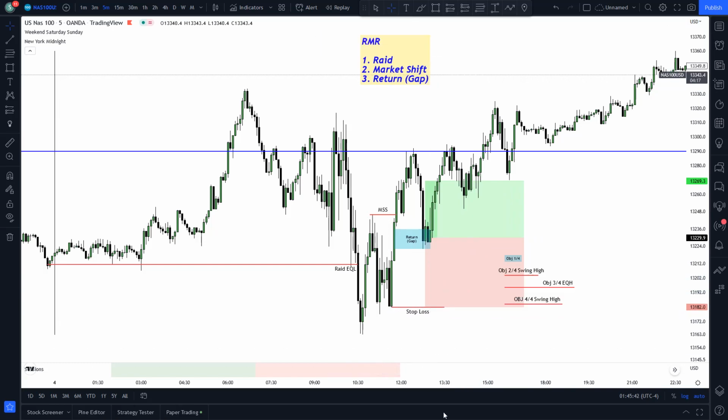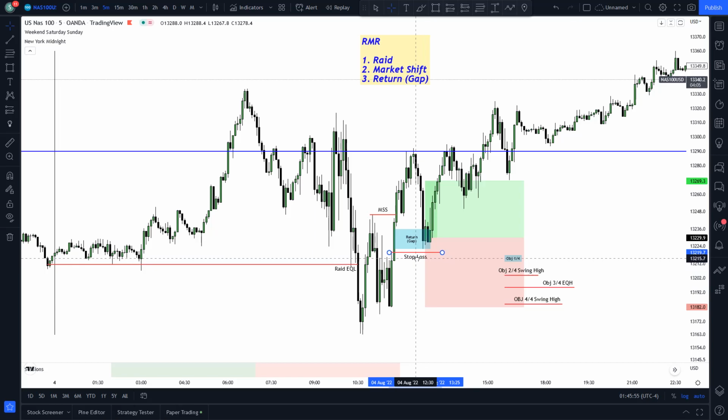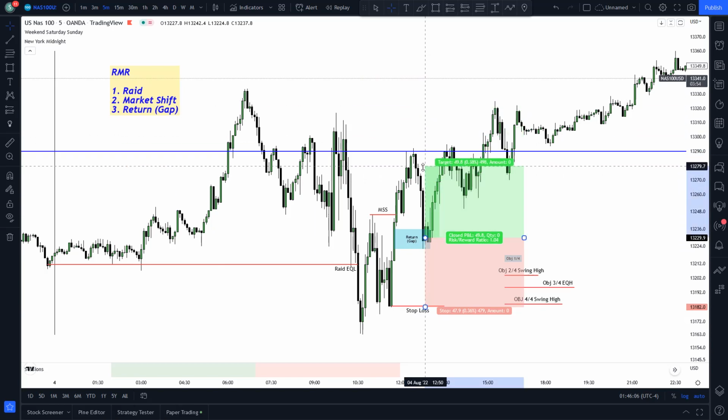So in this case, we have a stop at the bottom of the previous swing right here. Depending on your trading strategy or model, if you're less aggressive, you can have your stop at the bottom of the raid, or if you're more aggressive, you can have your stop at the bottom of the gap. For my specific trade, I had my stop at the bottom of the previous swing. And finally, now we can start looking for objectives.